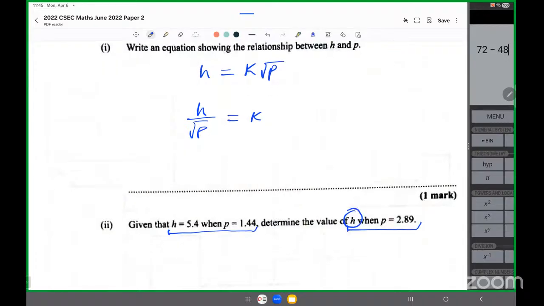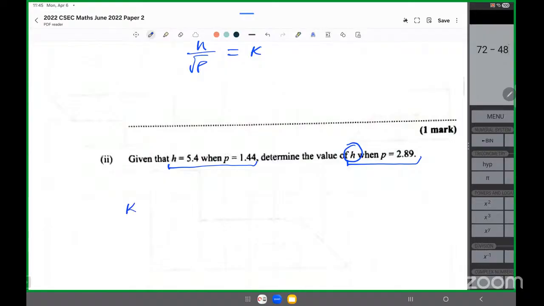All right? So let's set it up. We know that the K is always H over the square root of P. That's what we know. For any pair of values, that is true, because the K is a constant. I'm going to apply this now. So this H over the square root of this P, let's set it now. This H over the square root of this P, so we're setting it up now. H over the square root of 2.89.